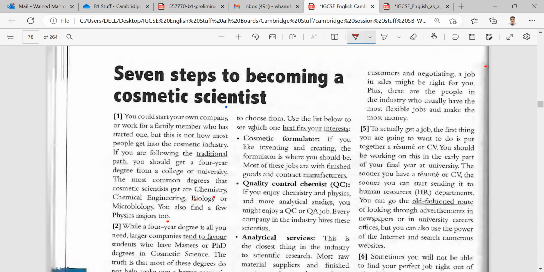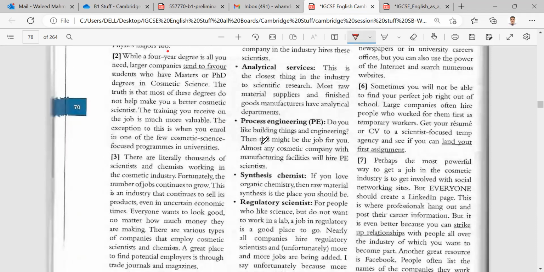Yalla, what you need to do? Paragraph two, from here to this one. Write two notes, only two notes, about this paragraph. You have 4 minutes. Yalla. Inshallah, this time you will be perfect.